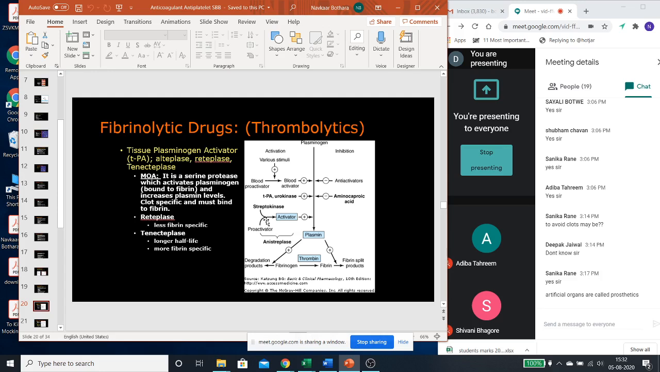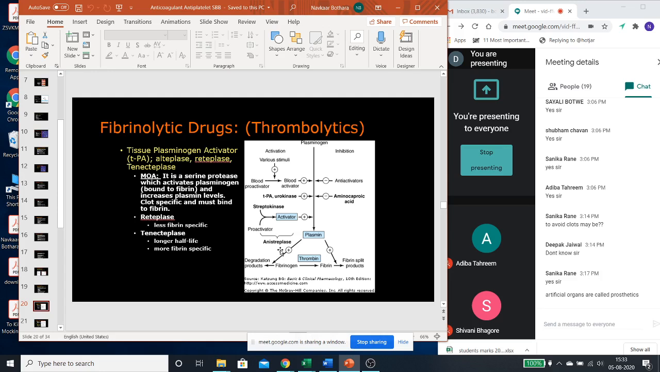And drug-wise also we know, an example is streptokinase, it is an activator. So it will activate the plasmin, and this plasmin acts on fibrinogen and degrades it. So there are other agents like anistreplase, etc. They are acting on this one. So there are many such agents in that.